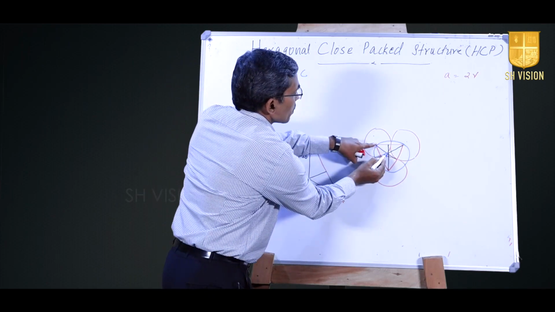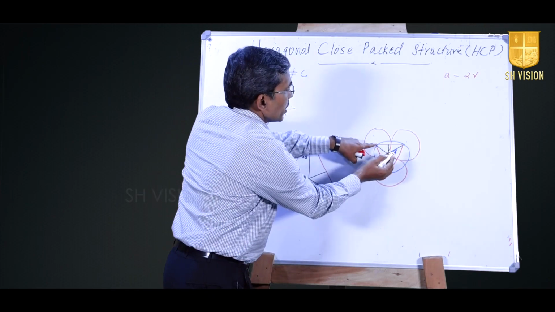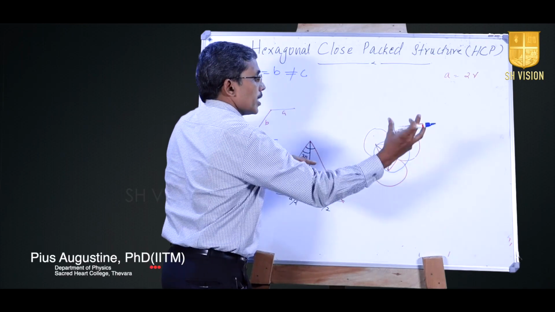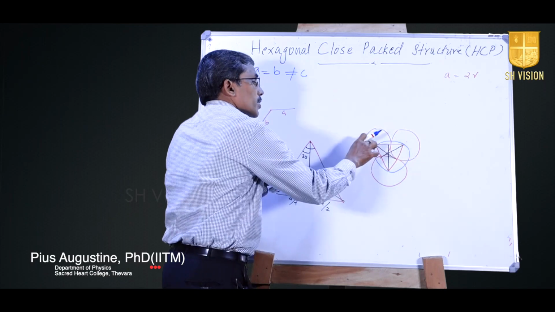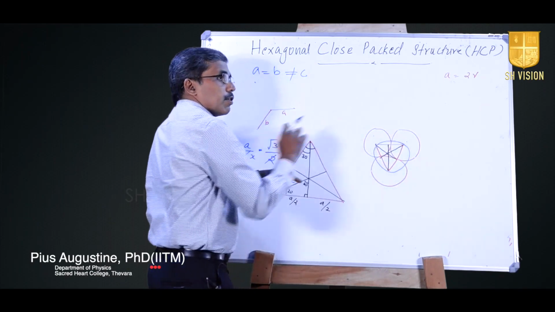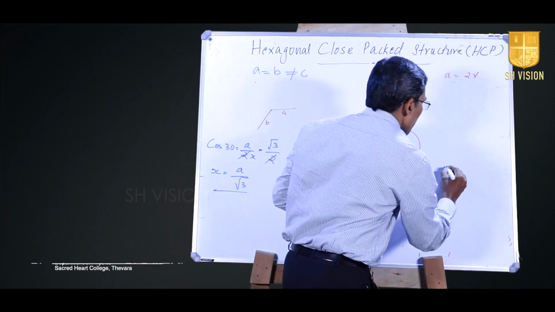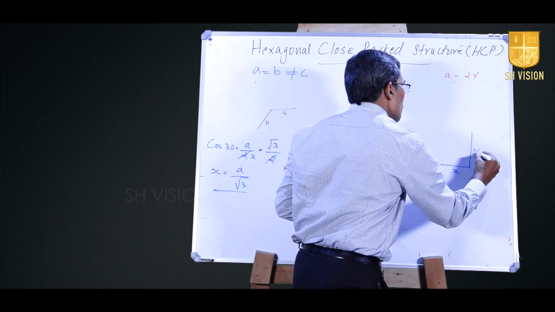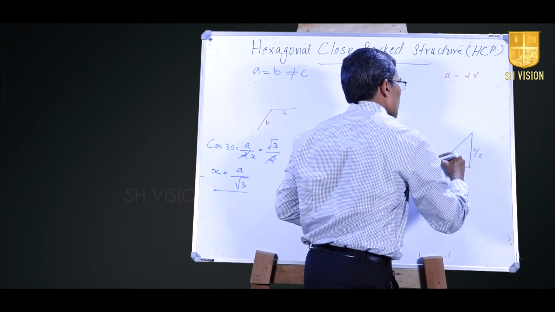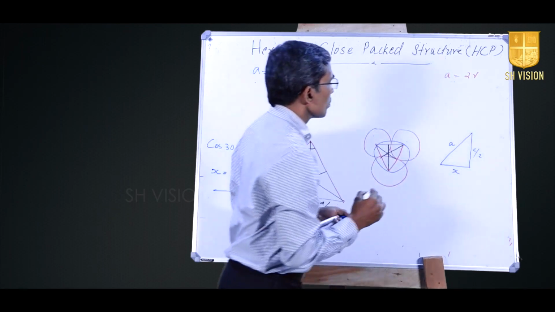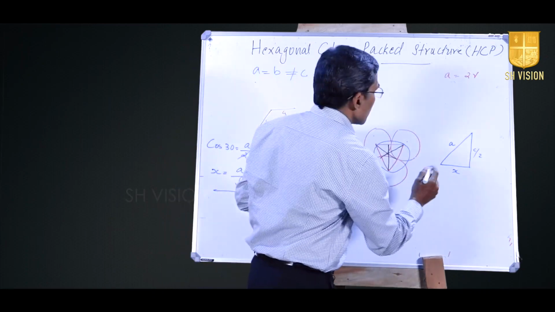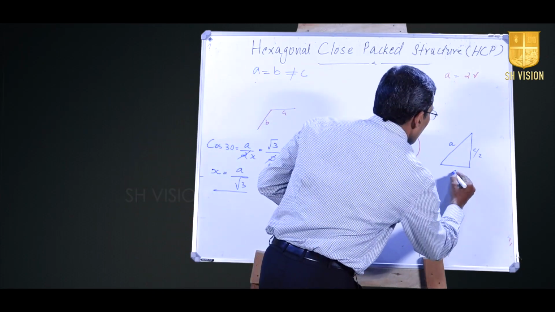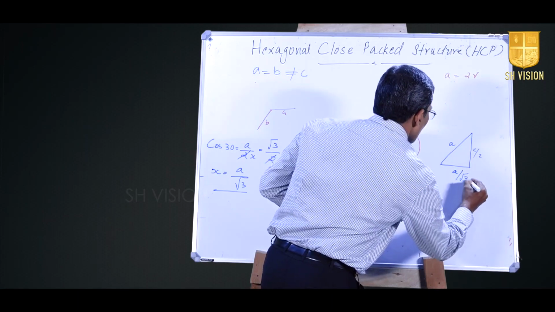Therefore one side is x, one side is C by 2 and the other side is A. Because this blue atom is in contact with this, the distance between the centers, that is the hypotenuse, will also be A. So we get a triangle, one side is x, one side is c by 2 and the other side is a. We have already calculated x is equal to a divided by root 3.